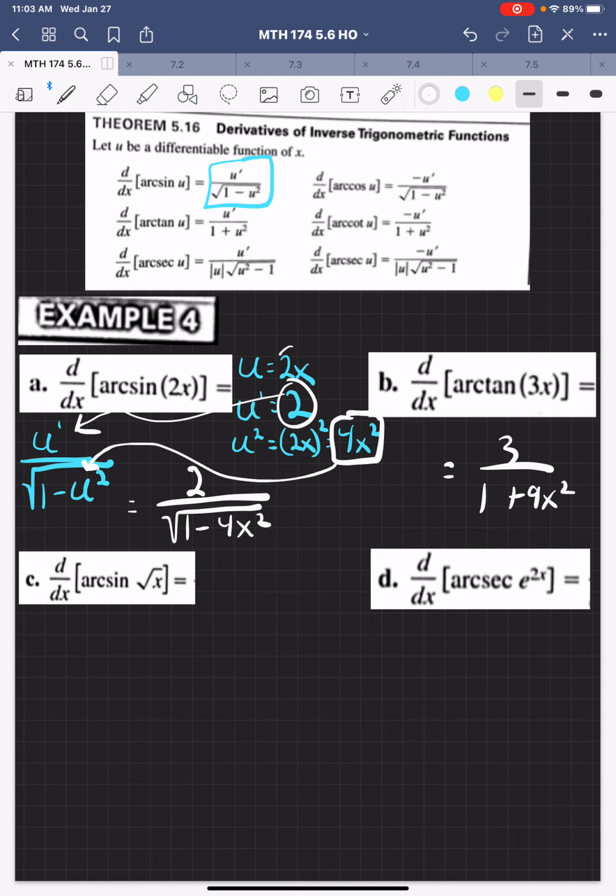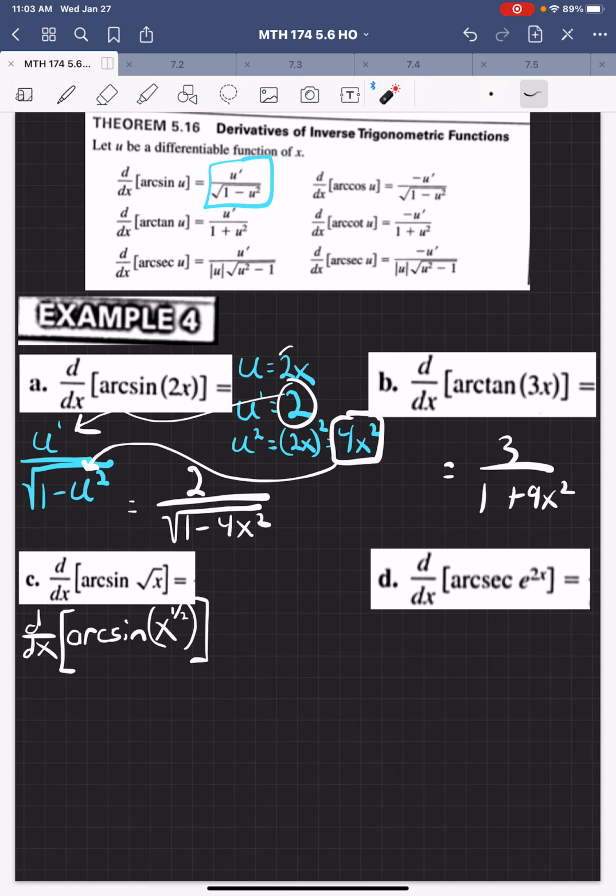Let's go ahead and do a little bit of a harder one. Let's go ahead and do c. All right, so we have arc sine of the square root of x. We would like to take the derivative of that. Okay, so let's go ahead and rewrite the square root of x. We know the square root of x is just x raised to the power of a half.